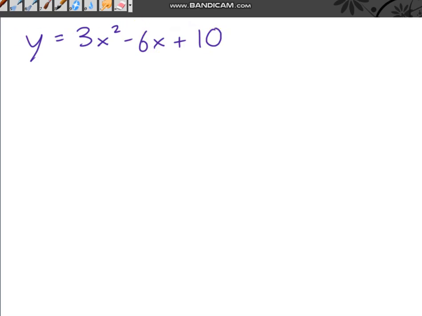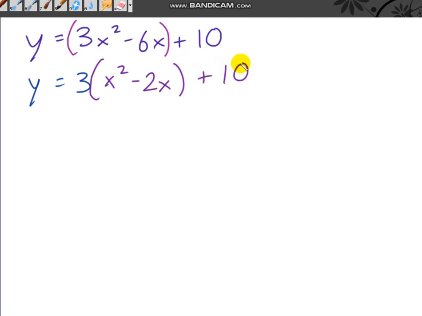Okay, so like I showed you earlier, what you want to do is put parentheses around these terms. Once you put parentheses on those terms, see if you can pull out a common factor. In this case, we can pull out a 3. So we have 3 times x squared minus 2x, since negative 6x divided by 3 is negative 2x, and then we have a plus 10.